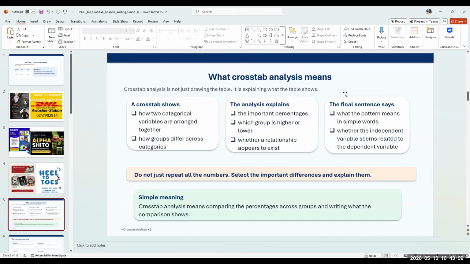We're going to have an example of that and do an analysis of it in the subsequent slides. It's in the slides, don't worry. Then the final sentence will come, and I'm going to give an example so you can write it. What is important is that you do not just repeat all the numbers. Select the most important difference and explain it. That's what you are going to do.